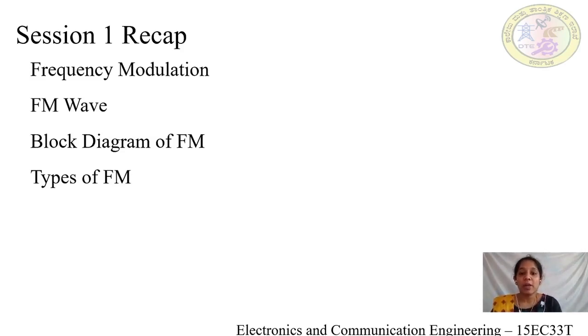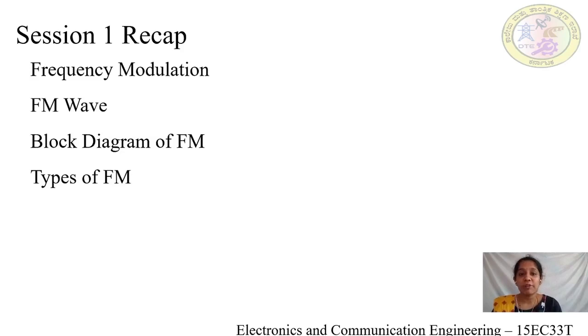The block diagram of frequency modulation consists of two types of signal: one is the information signal and the other is the carrier signal. The FM modulator modulates these signals and produces the FM modulated signal. That is, the frequency of the carrier will be varied in accordance with the amplitude of the message signal, and that signal can be used for the transmission.